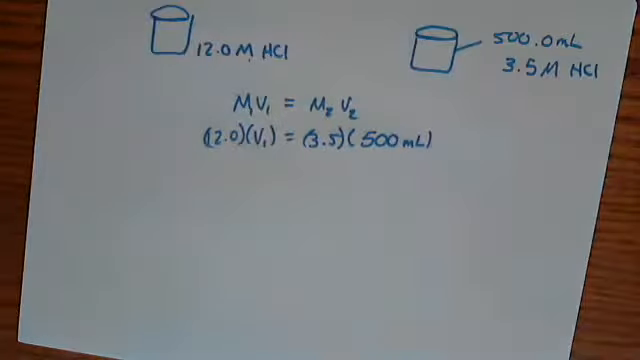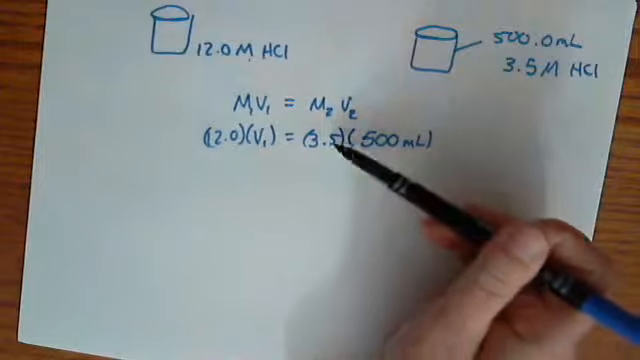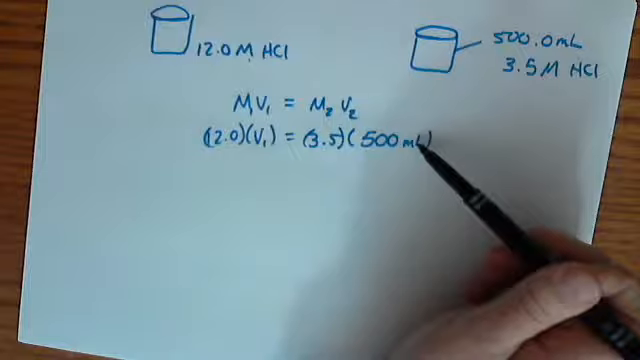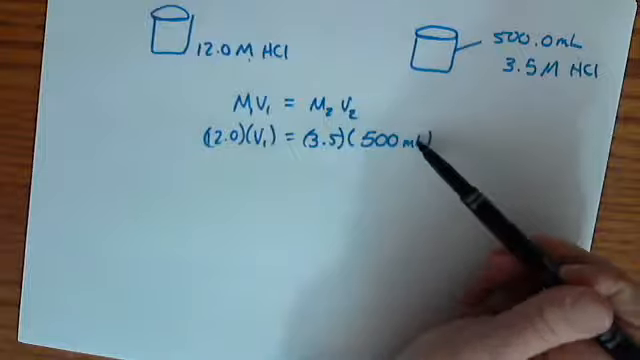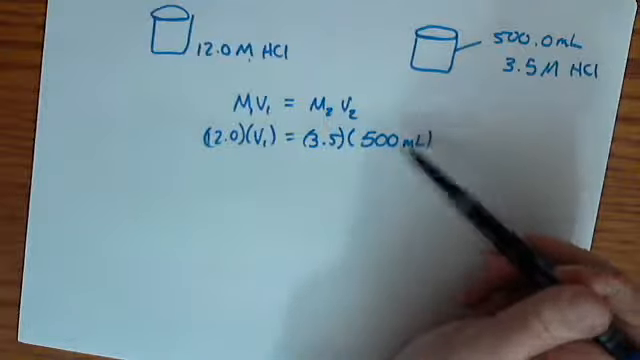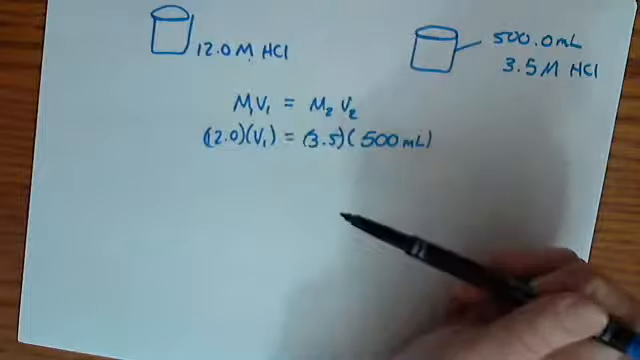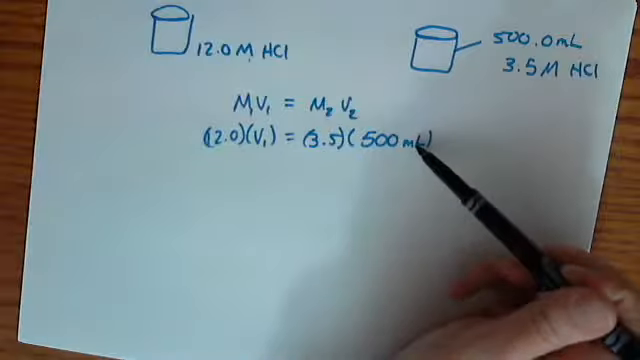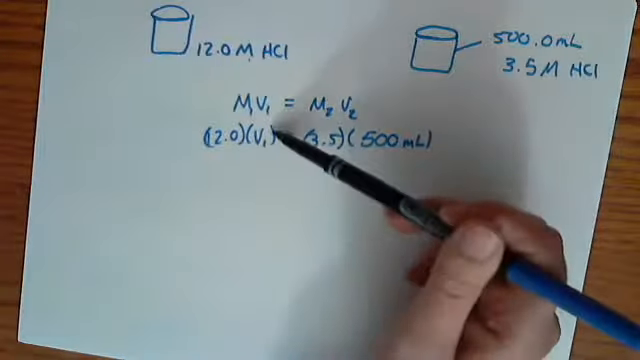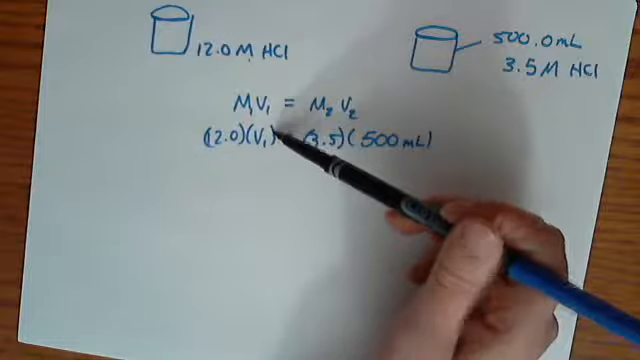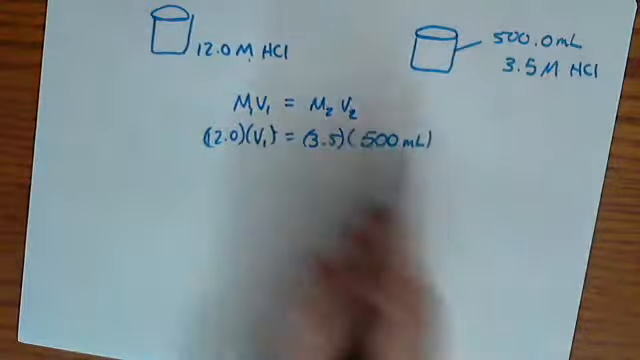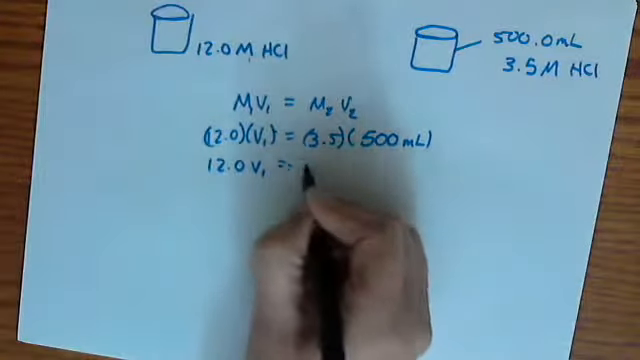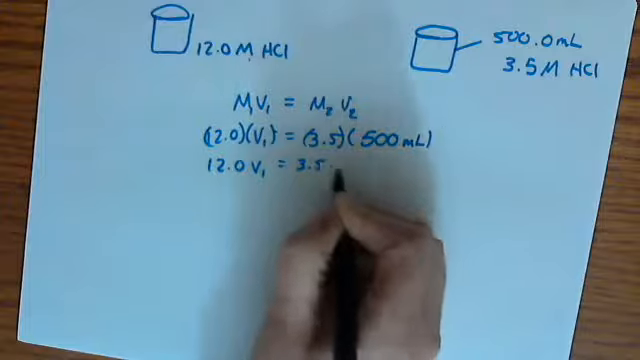Now, one question that might be coming up is, if molarity is always in moles per liter, how is it that I can use milliliters here? The thing is, as long as you're using the same unit of volume on both sides, it's not going to matter because they're going to cancel off. So you can use a volume of milliliters here, but just remember that this volume is also going to be in milliliters. Okay, so 12.0 V1 equals 3.5 times 500.